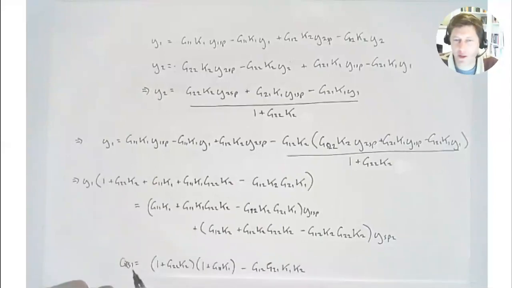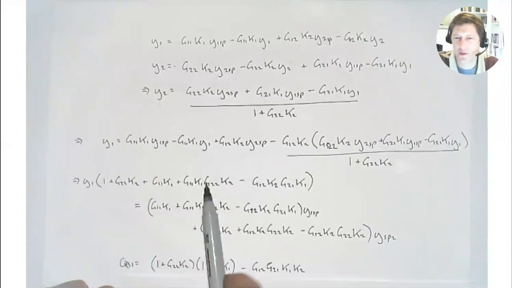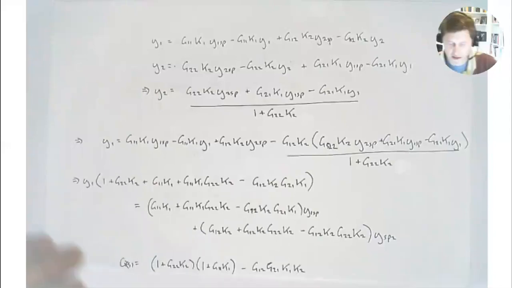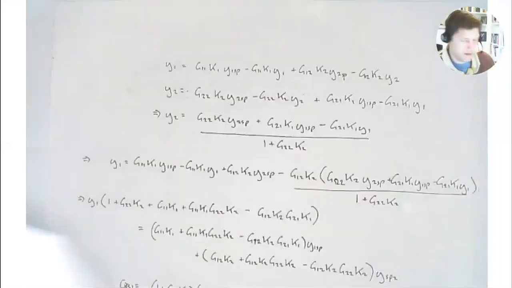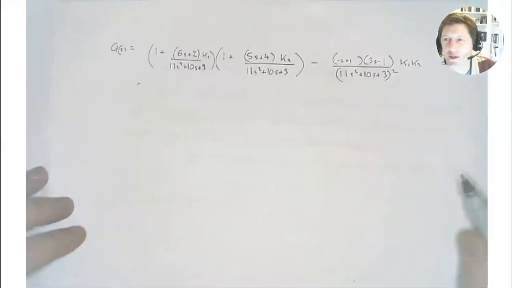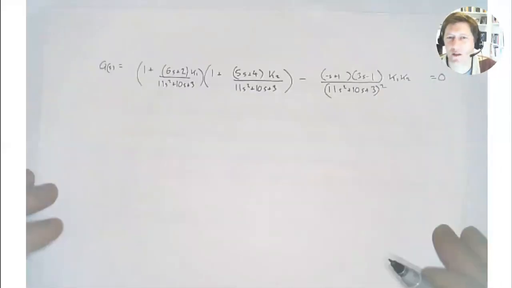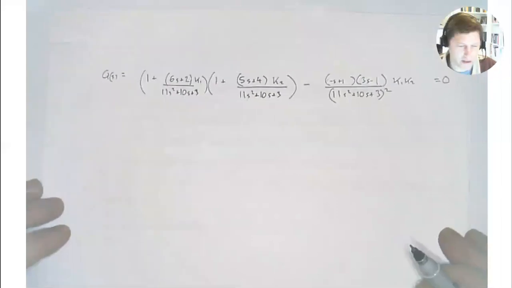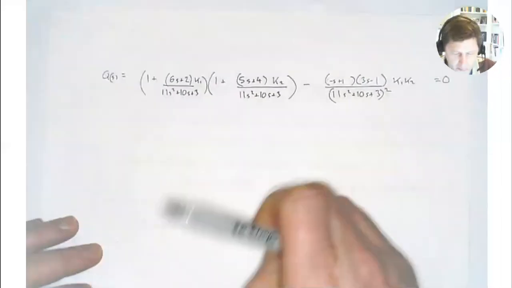Q(s) is the denominator polynomial for the overall transfer function. That's the same as this. I've just factorized the (1 plus G22 K2)(1 plus G11 K1). That's the same as these four terms here, and then minus this term. So that's the polynomial, and then to make that our characteristic equation, we make that equal to 0, like so. And we have values for all of these G12s and so on.